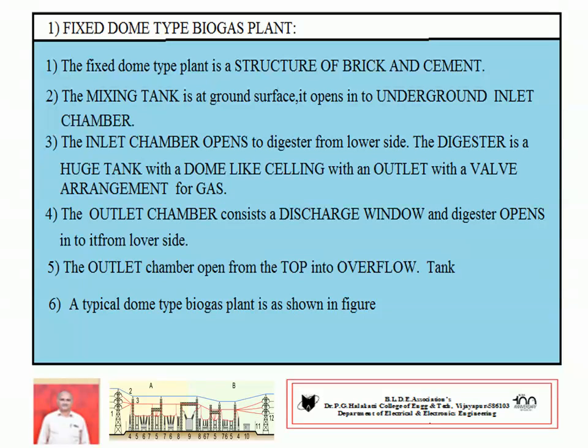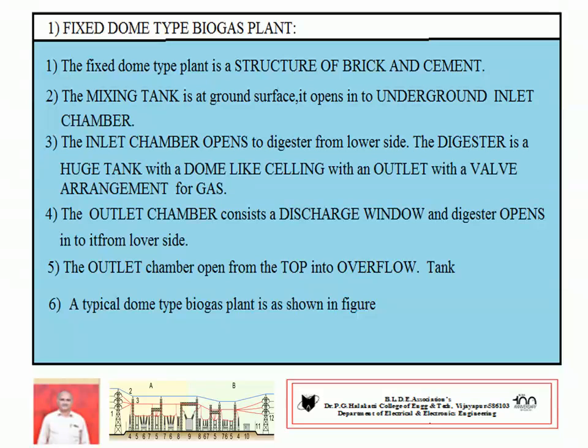The digester has an inlet chamber and an outlet chamber. The inlet chamber is connected from the mixing tank. When the charge is fed, it takes place through the inlet chamber or inlet pipe. Then the digester is a structure of a huge tank. It has a dome-like ceiling on its top surface with an outlet with a valve arrangement. Through this pipe and valve arrangement, the gas is taken out at the surface of the dome.